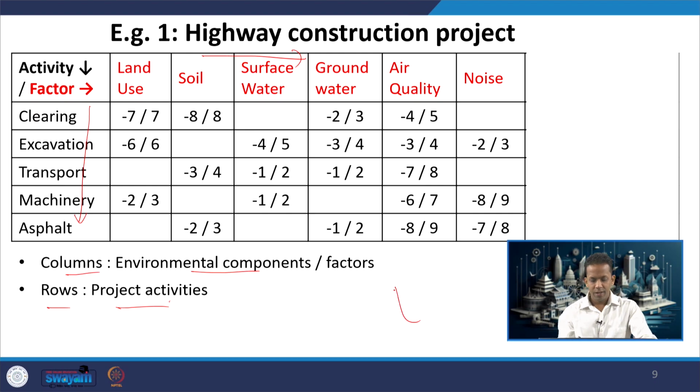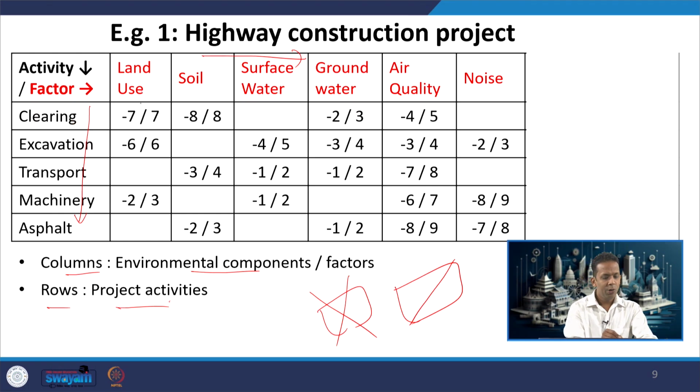Now, like I said, each cell in the Leopold matrix will be represented like this and not like this. When you represent a cell, like in this cell, for the activity of clearance or clearing, the land use has -7 as the magnitude of the impact, and 7 is the importance of that impact. So, it is represented here as -7 slash 7.